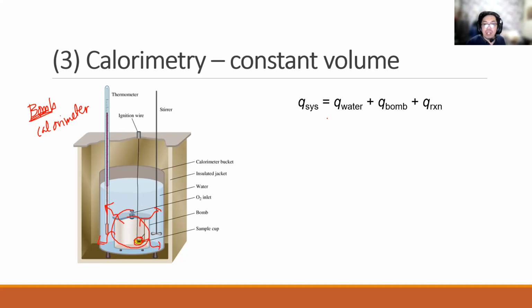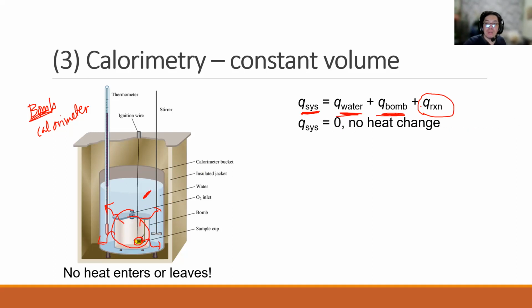So it means to get the total Q system, or heat of your system, you need to get the Q water, because it absorbs heat, the Q of the bomb, wherein your bomb itself also absorbs a certain amount of heat, Josh, because it is in direct contact with your combustion reaction, and then the Q reaction itself. But please take note, no heat enters or leaves, right? So therefore, your Q system is equal to 0.